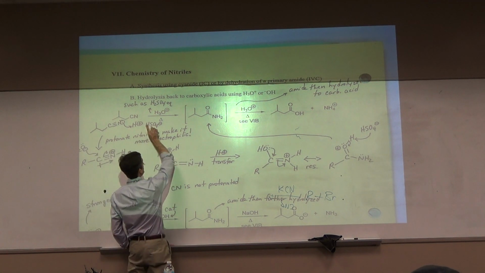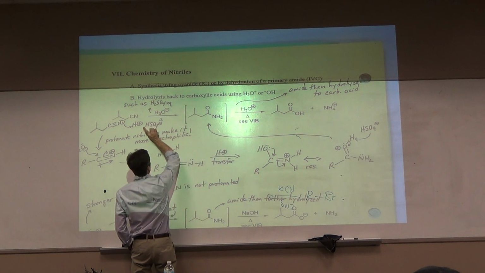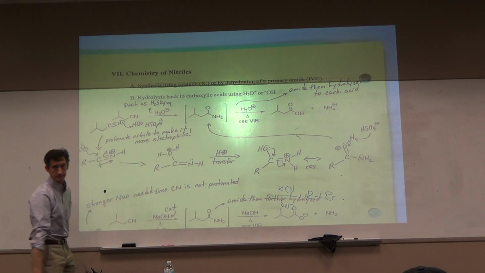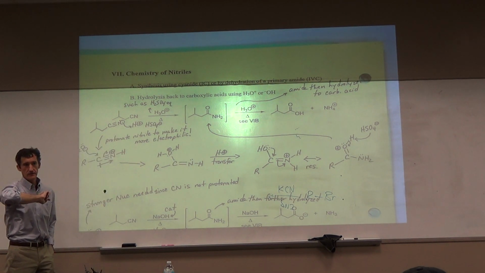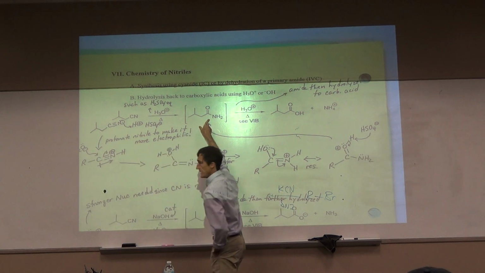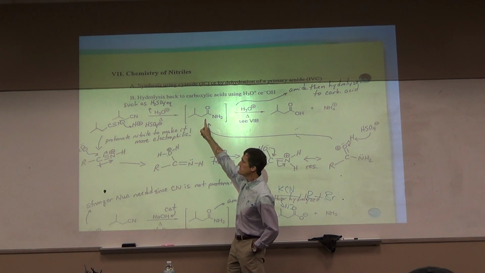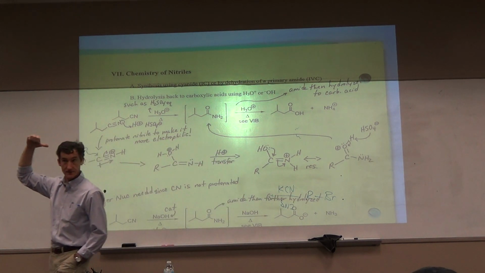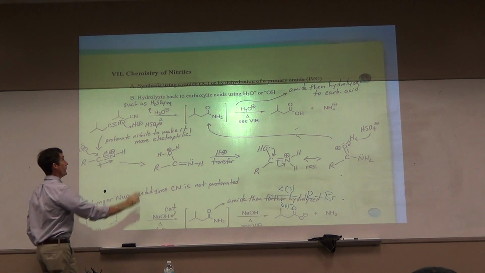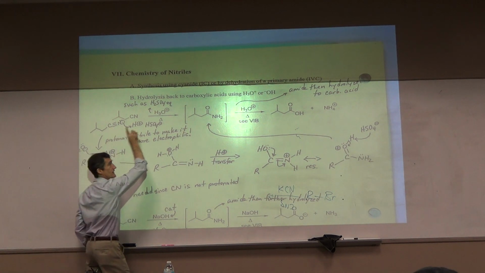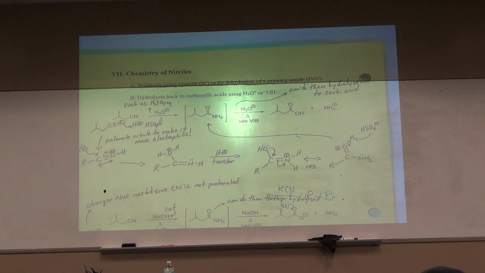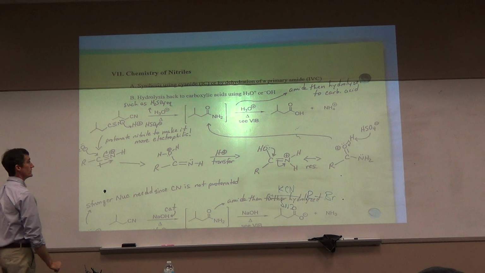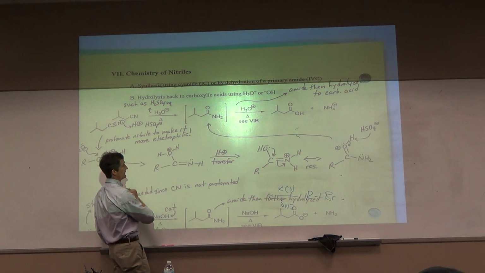First thing, when you hydrolyze to an acid, you go through the amide. Because what do you get if you add water to a nitrile? Primary amide. What do you get if you remove water from a primary amide? Nitrile. We just did that previously. So we're doing the opposite. We're adding water to the nitrile. That gives an amide. And when you add water, it's called a hydrolysis. So we're going to get the amide back first.